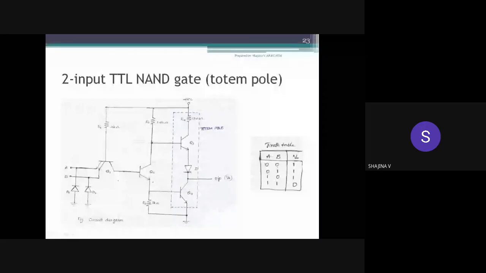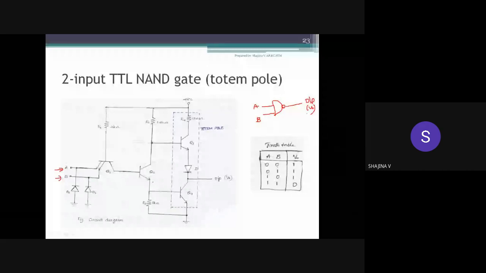That is one Q1, a multi-emitter transistor or multi-input transistor. Usually 2 inputs and one output, that is represented as V0. So this is our output and these are our inputs.